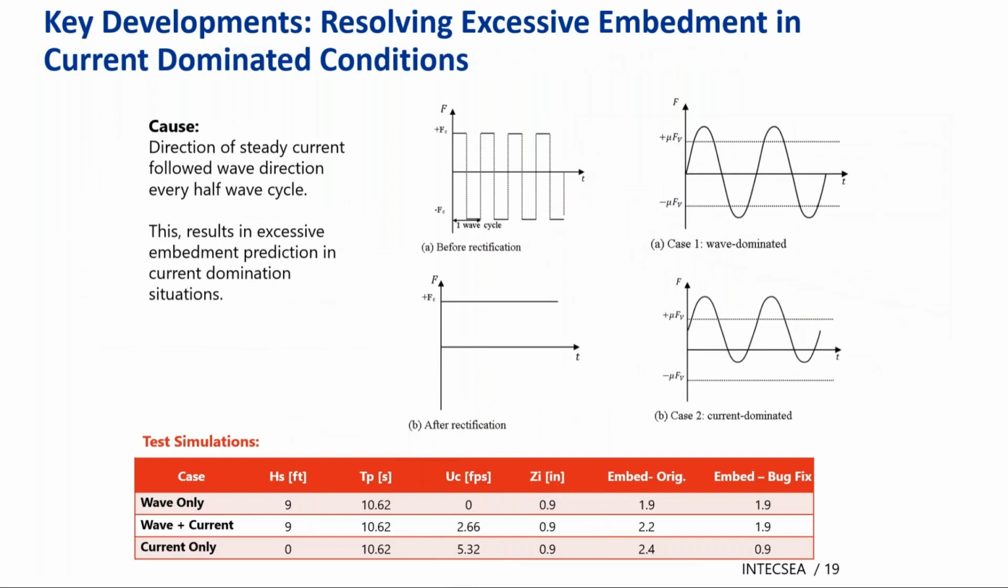So this is showing the bug that has been removed. Previously, the current was treated as a wave in version 3 of the software, and it would predict additional embedment, which was not realistic. And if you go to the next slide, please.